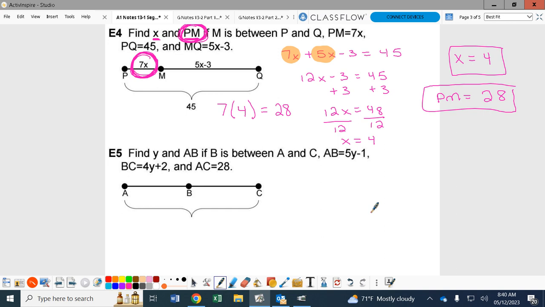Guys, you see that geometry problem that most of the work was actually algebra? That's what geometry is like. The setting it up is the geometry part. The solving it is the algebra.